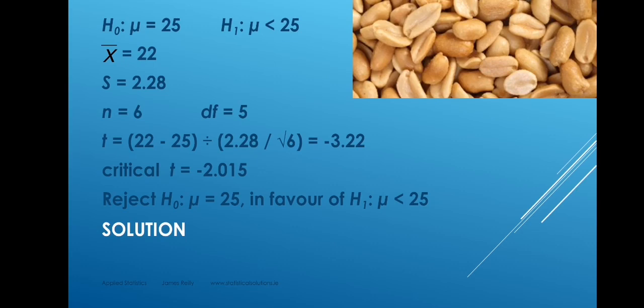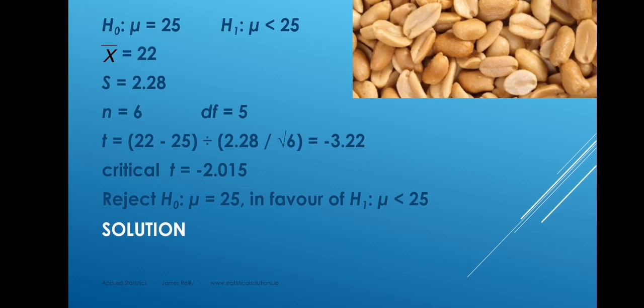We just leave that value there and then we go to the tables to find what is the critical value. So this time we take the t value from the tables, which I'll show you in just a moment, and it's minus 2.015. So we're looking at the t tables with 5 degrees of freedom and in the 5% column. Again, the calculated value of t is more extreme than the critical value of t, so the p-value is less than 5%. The calculated value of the test statistic did fall into the rejection region.